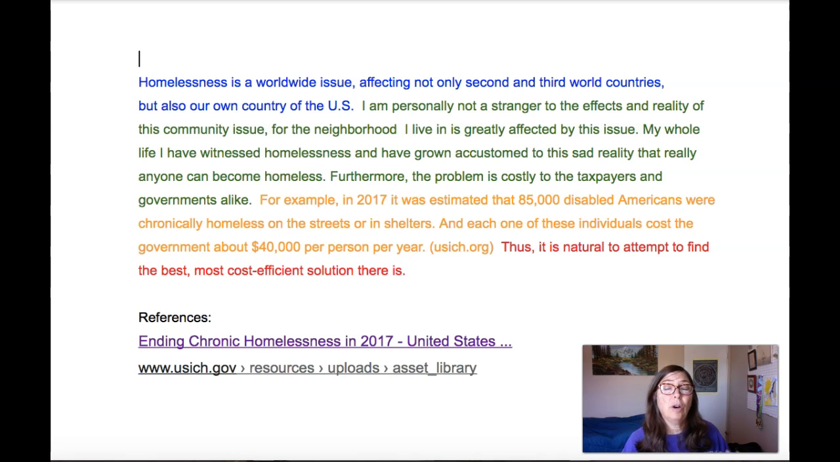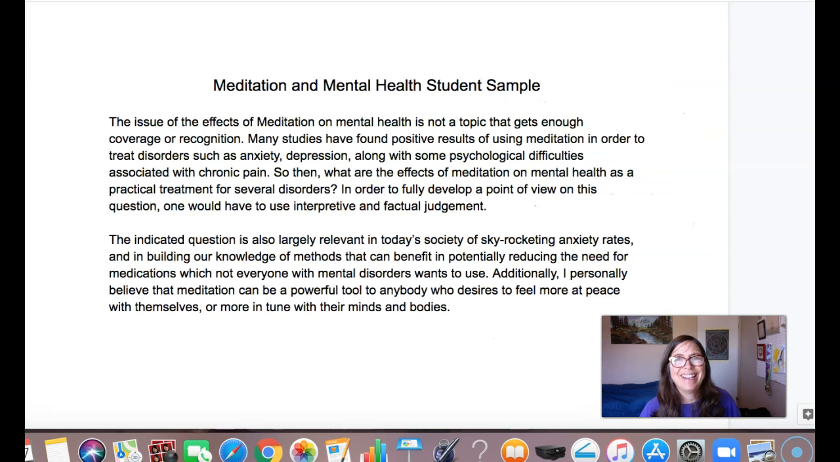So in conclusion, the homelessness writing sample followed the four key parts model very closely and was very easy to read. Here's the second sample on meditation and mental health.